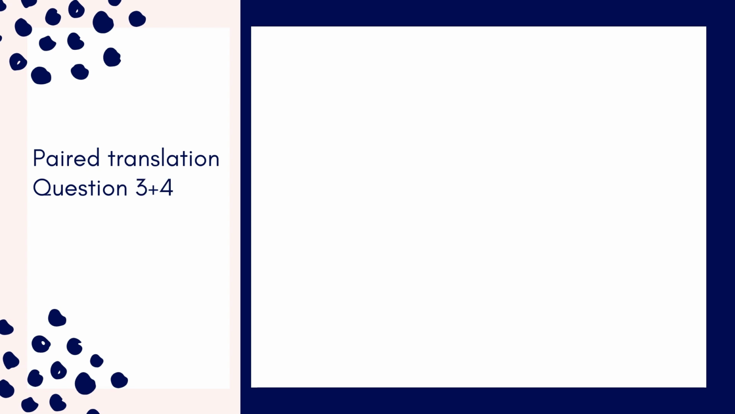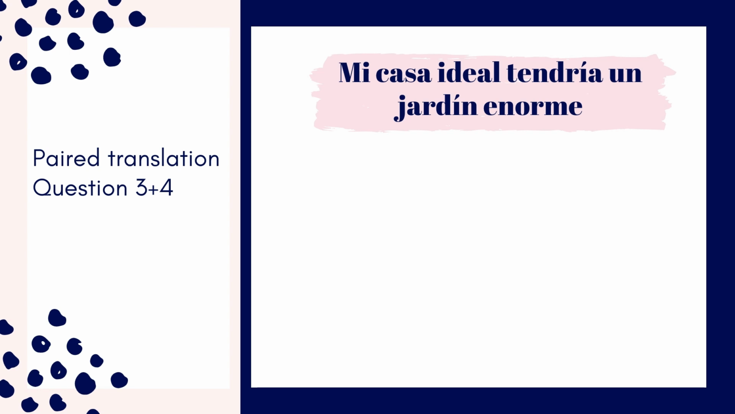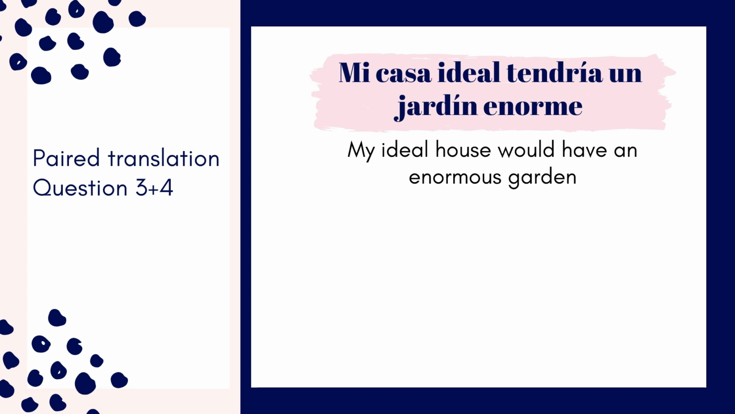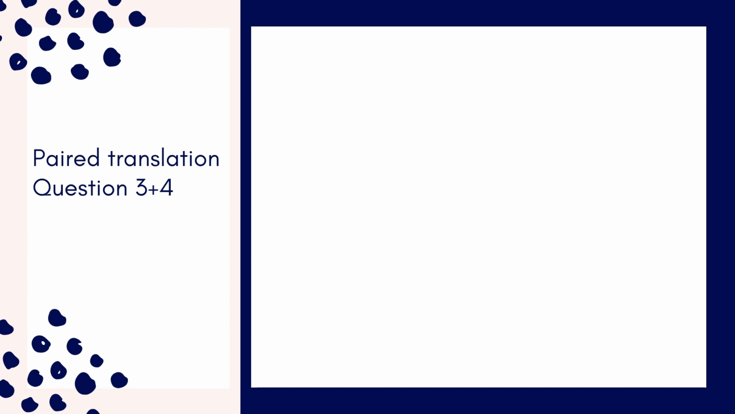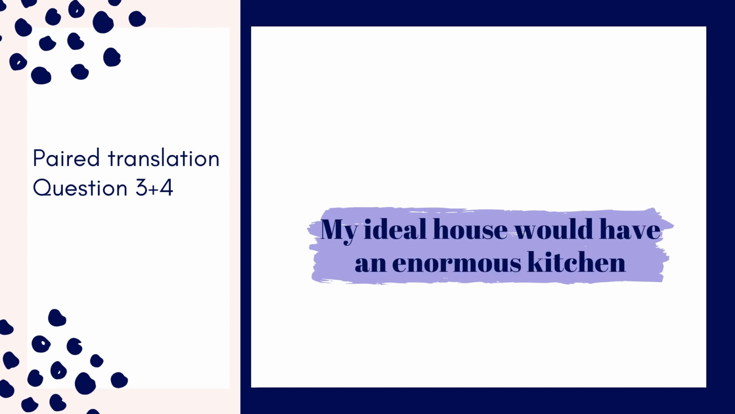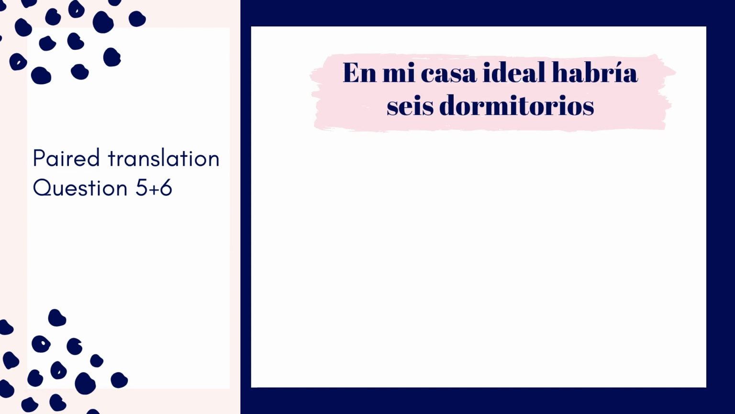Okay, questions 3 and 4. Mi casa ideal tendría un jardín enorme. My ideal house would have an enormous garden. My ideal house would have an enormous kitchen. Mi casa ideal tendría una cocina enorme. Okay, 5 and 6. En mi casa ideal habría 6 dormitorios.